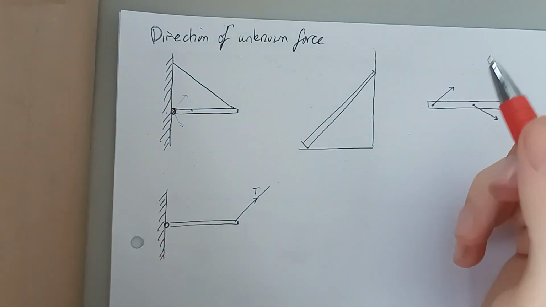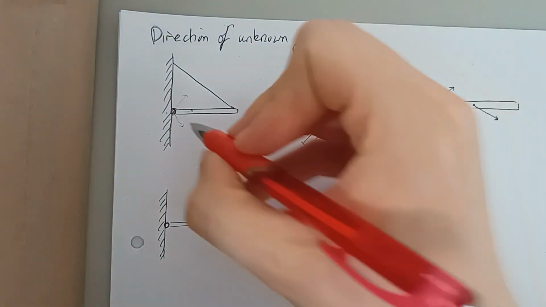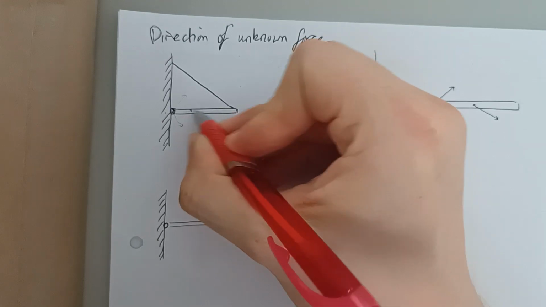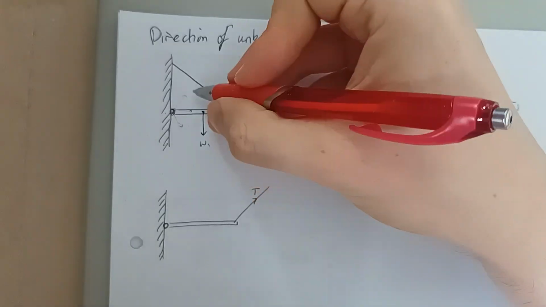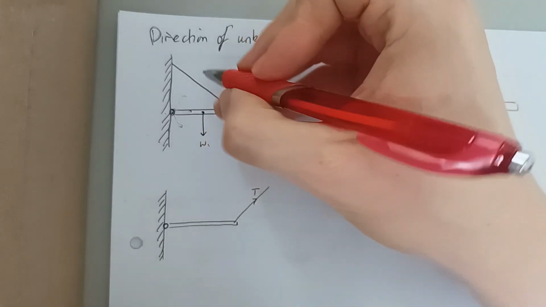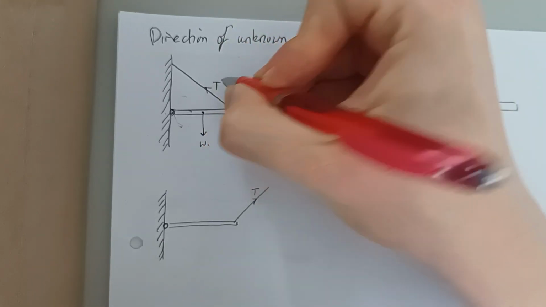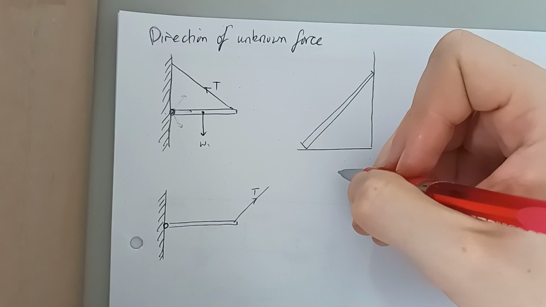The first thing we have to do to solve this is to label the forces that we already know. So we can assume that this is a uniform rod, and therefore it's going to have weight acting downwards. This is some kind of cable. It's going to have tension acting in that direction.